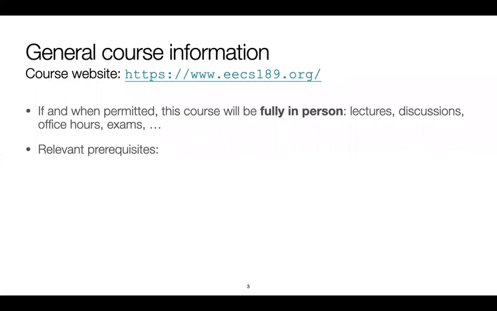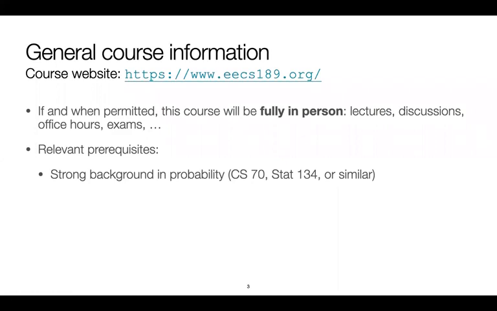There are some prerequisites to this class that we feel like are relevant to mention. So the first one is it's a good idea to have a strong background in probability. That means that you've taken something like CS70 or STAT 134 or something similar. Or you're willing to work really hard in order to beef up your probability background.